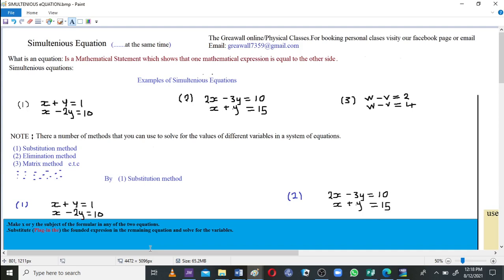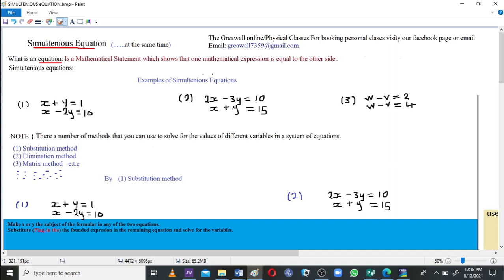Okay, so we are discussing simultaneous equations. So let's look at this one here. Okay, this is simultaneous equations. It is very important for you to know what an equation is. Okay, and I've just written some definitions for some terms which I thought you need to know for you to know how to answer questions on simultaneous equations.